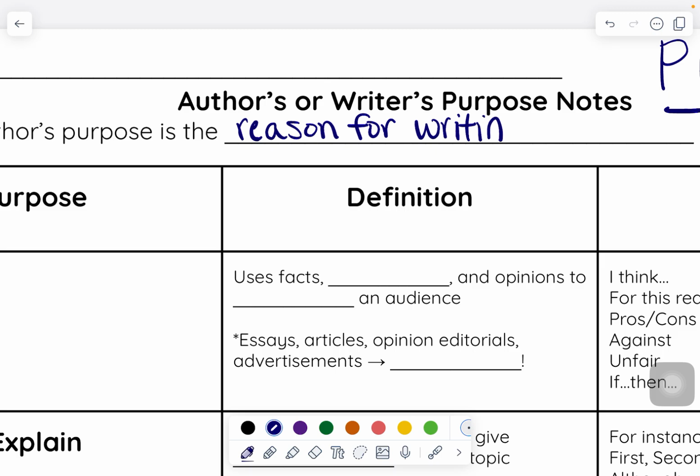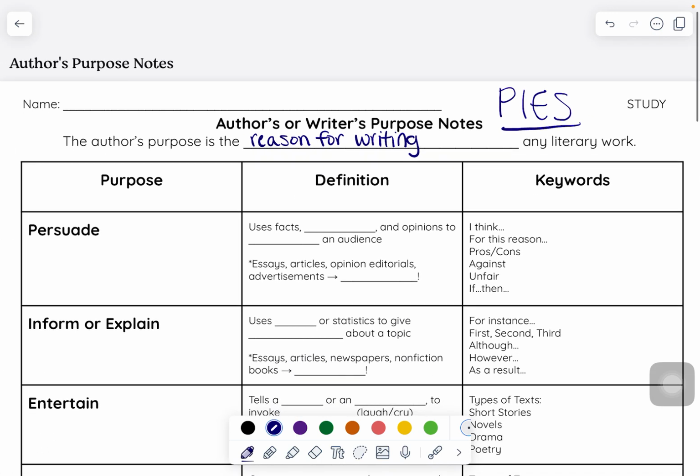So when all of our authors are writing some sort of text, they have a purpose or a reason for why they wrote it. So we have four purposes that we're going to be learning about today: persuade, inform, entertain, and share feelings. So for persuade, that goes with the letter P. So it uses facts, statistics, and opinions to convince an audience.